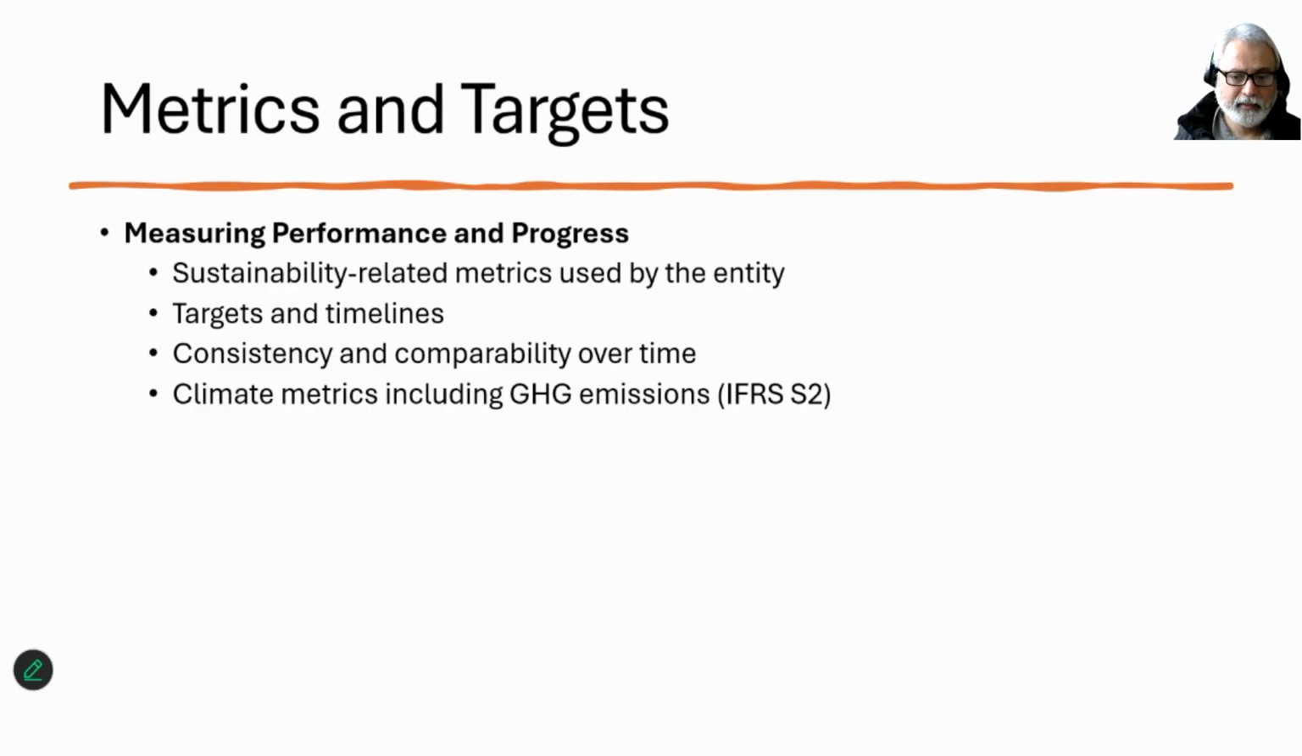Under IFRS S2, the second standard, targets related to Scope 1 and Scope 2 are mandatory. Scope 3 will follow. There is some transition relief provided. Now, these are essentially related to climate metrics, including greenhouse gas emissions. They are supposed to provide details on targets and timelines over which those targets are meant to be achieved. And it is an important principle that these metrics are consistent so as to allow for comparability over time. So this concludes our discussion of the first topic for intermediate accounting, the financial reporting landscape for Canada.